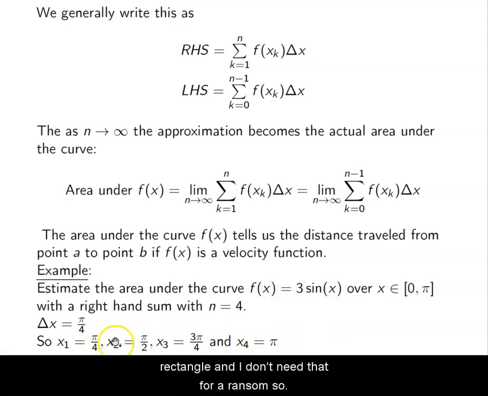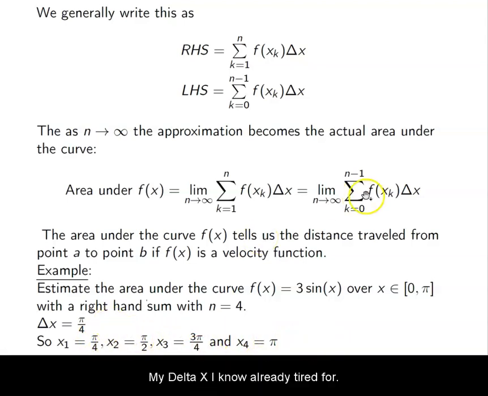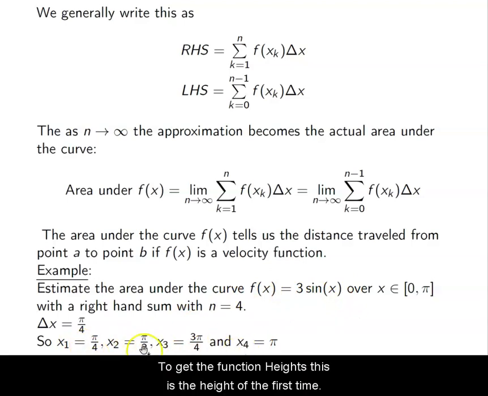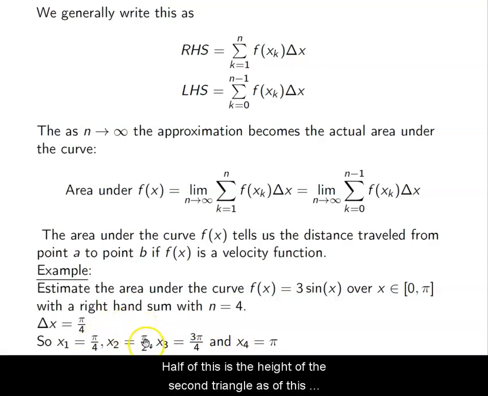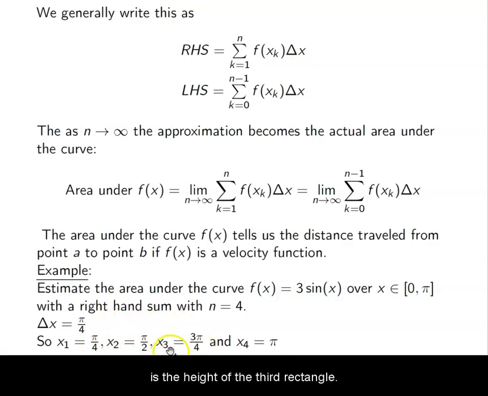Okay, so my delta x I know already, it's pi over 4. I need to plug these values into my function to get the function heights. This is the height of the first rectangle. When I plug this into f, this is the height of the second rectangle, f of this is the height of the third rectangle, and f of pi is the height of the fourth rectangle.